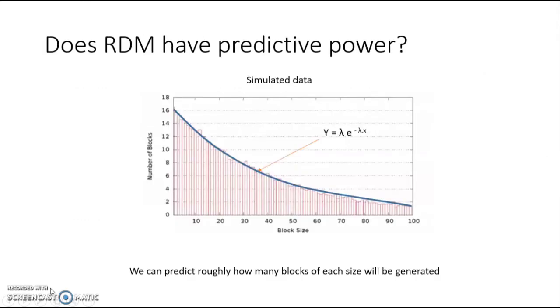So, a test on simulated data was performed to figure out whether the random breakage model can give us some prediction power about how we can relate the number of these blocks that can be generated with the size of these blocks or the genes that can be generated. And the prediction gave us an approximate understanding of each size with respect to its number.